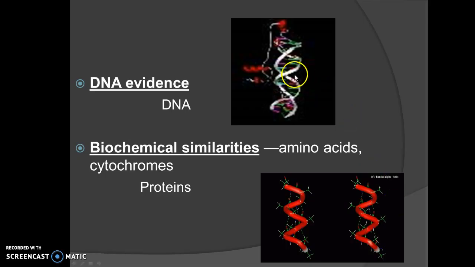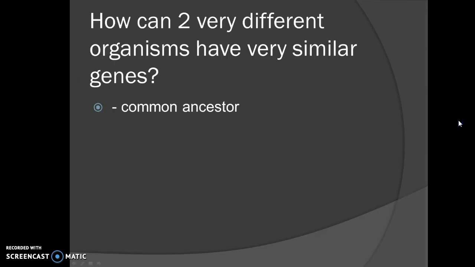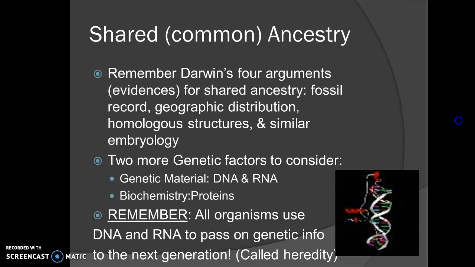DNA evidence is huge, huge for showing how closely related organisms are, how early on in their ancestral past did they have a common ancestor. Biological similarities, looking at amino acids and cytochromes and proteins. Now, Darwin did not have this available to him. We do now, and we use it like crazy to look at relationships and understand common ancestry. So how can 2 very different organisms have very similar genes? Common ancestor.